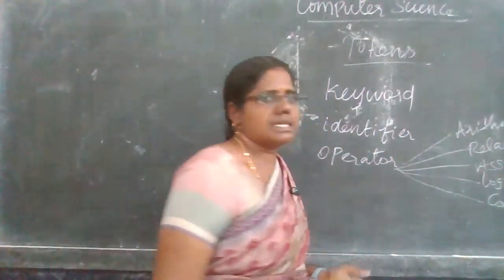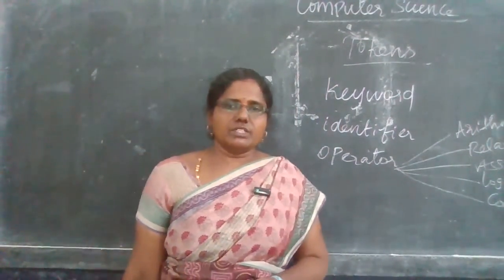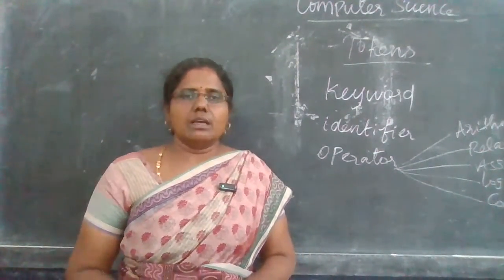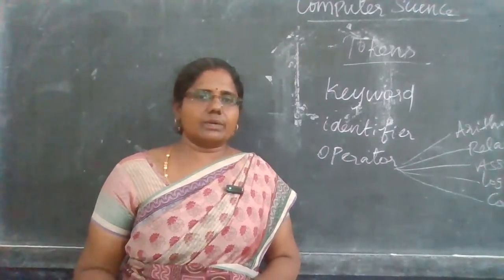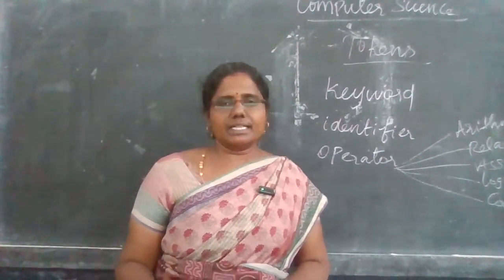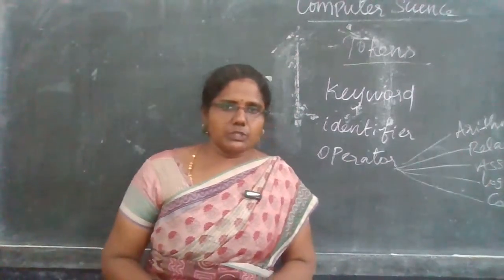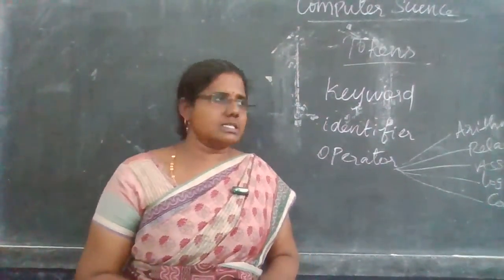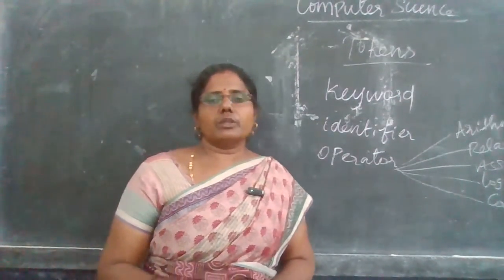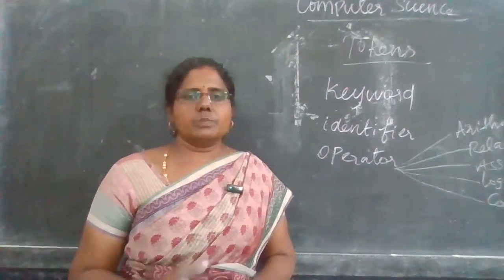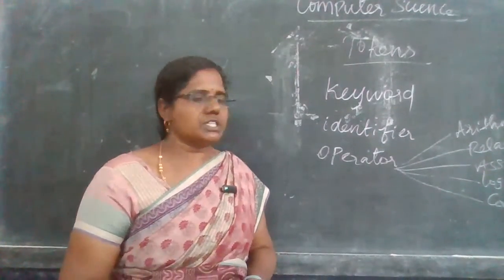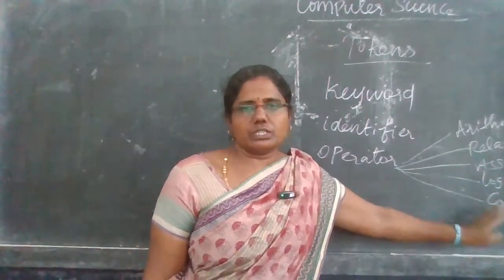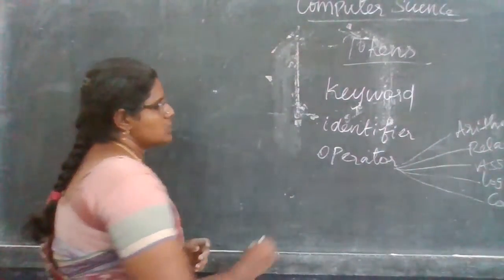Arithmetic operator means arithmetic operations: addition, subtraction, division, multiplication, like that. Relational means it compares the operands: less than, greater than, less than or equal to, greater than or equal to. Assignment operator: equal to is an assignment operator; it assigns a value to a variable. Logical operator is used when we check more than one condition. Conditional operator is used when we want to check a condition and display a true or false part. It is also called the ternary operator. Conditional operator is an important theme or question.